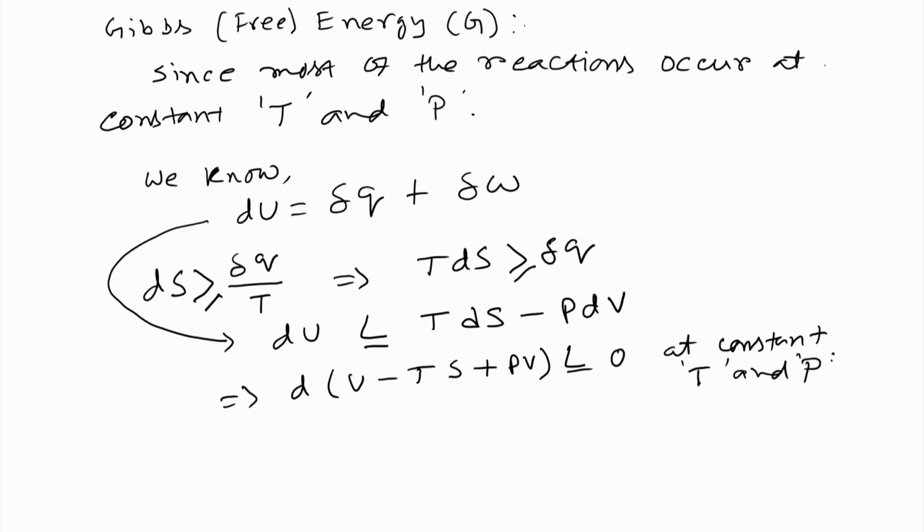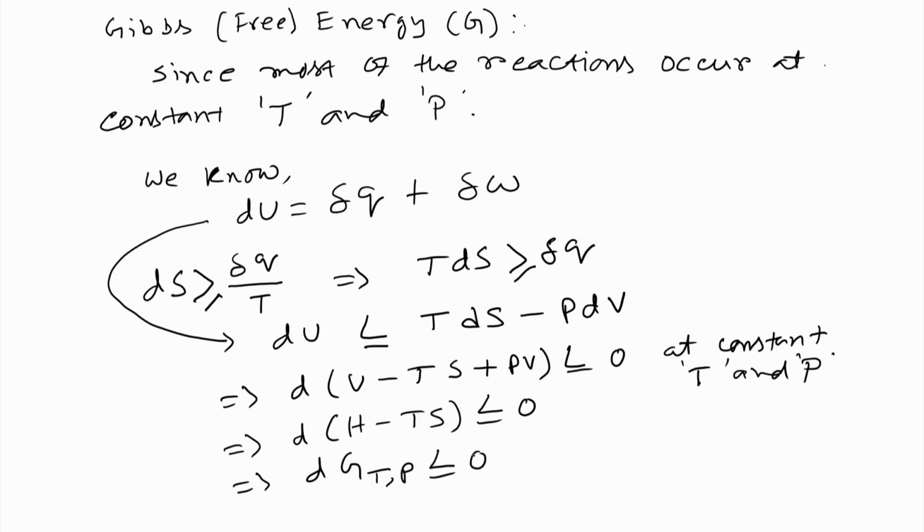So, at constant temperature and pressure, this is explained. And we know U plus PV is nothing but enthalpy. So, we can write dH minus T dS less than or equal to 0, or we can write dG at constant temperature and pressure less than or equal to 0. This is the condition for spontaneity of a process. So, G here is nothing but H minus TS.